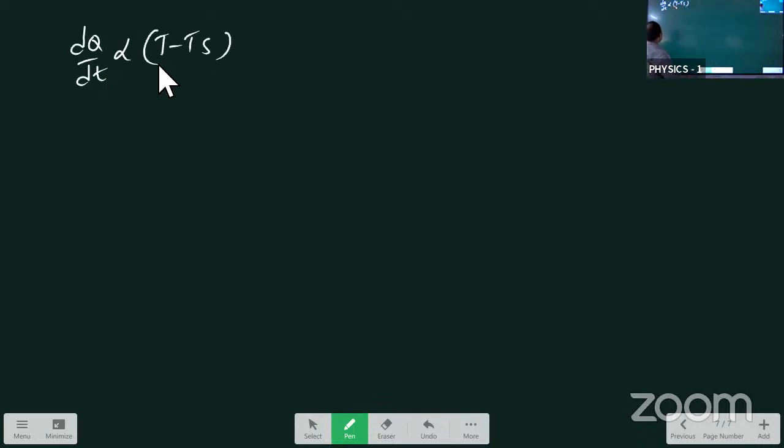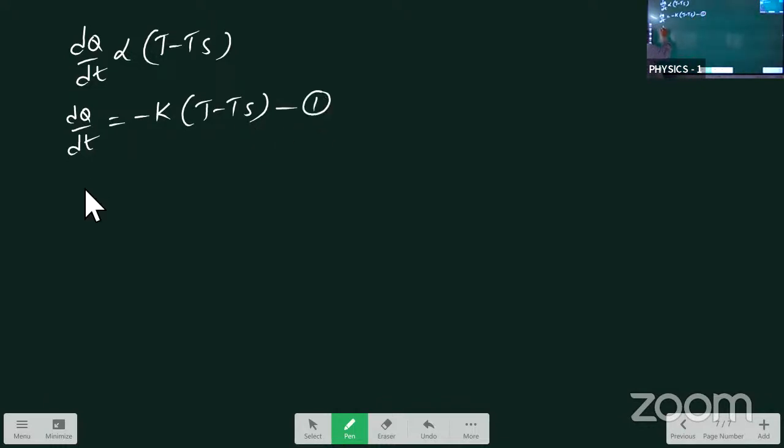This is the statement. On removing the proportionality, we get a constant times (T minus Ts). The minus sign indicates that the hot body's temperature decreases. K is obviously a constant. This is equation number 1. Sometimes two temperatures are given, because we especially use this in problems. When two temperatures are given, we write the same formula.